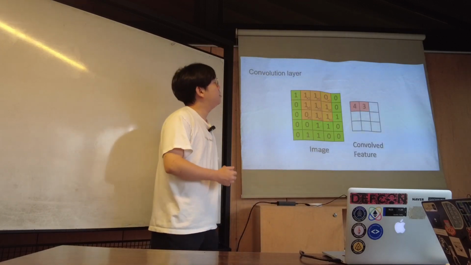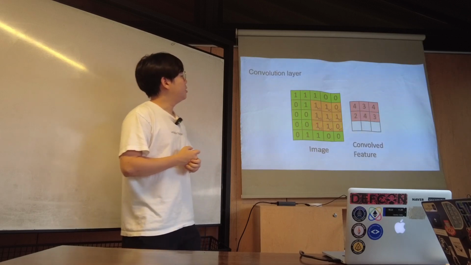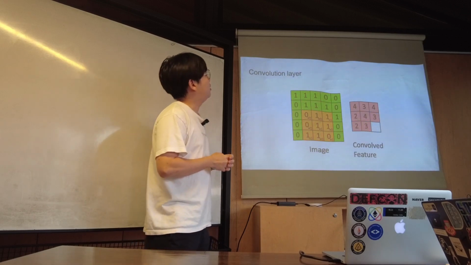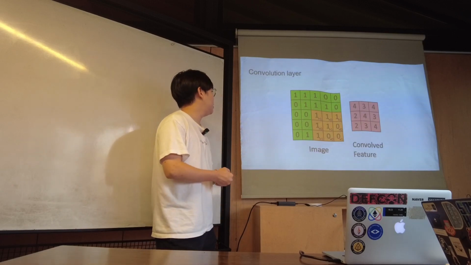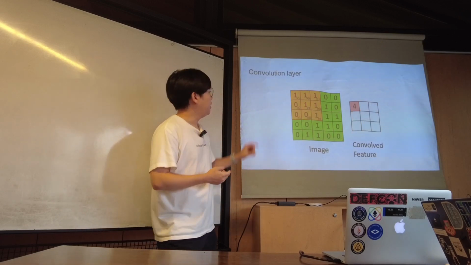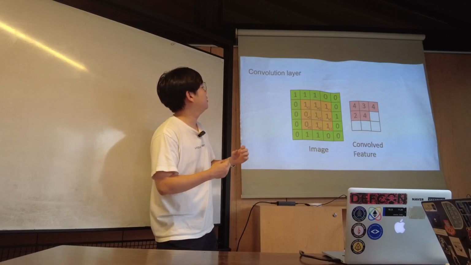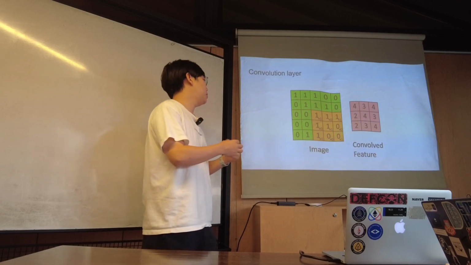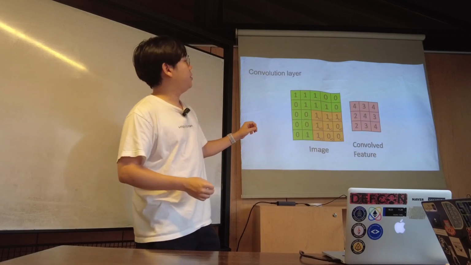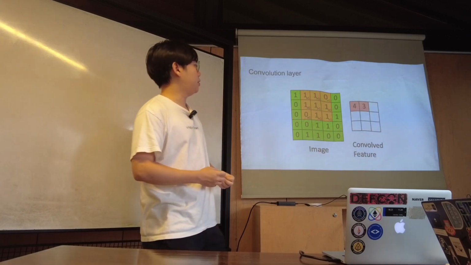So just to give you a brief overview of how the convolution works. You have an image that looks like a matrix, and the orange window convolves all the values within the window, and you get the convolved feature, which is smaller than the image that is the input to the neural network.